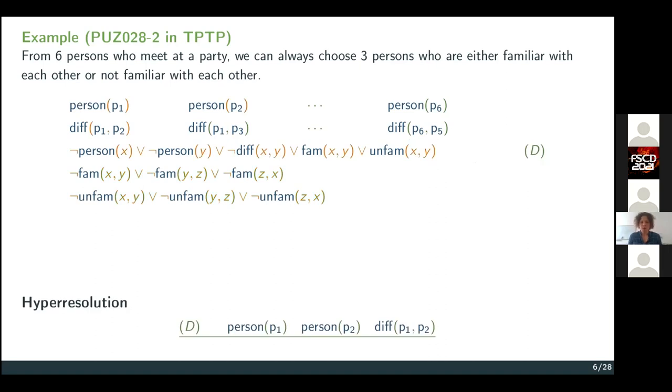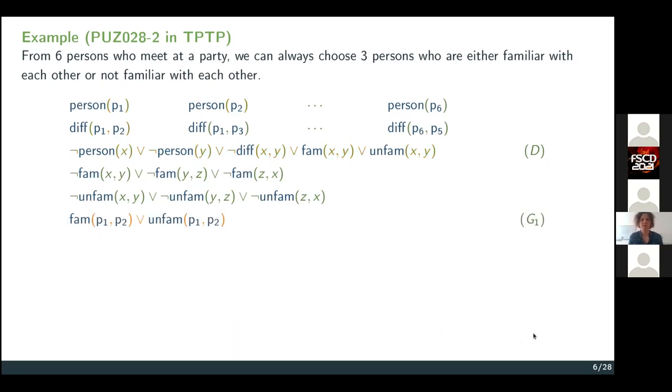So for this problem, we can do a proper hyperresolution step. It's not a resolution step. Using this clause D, we see that there are 3 negative literals, and we can find 3 positive unit clauses here in the input that unify with the respective literals. So we obtain a new clause that we add to the set, and then we can keep going.